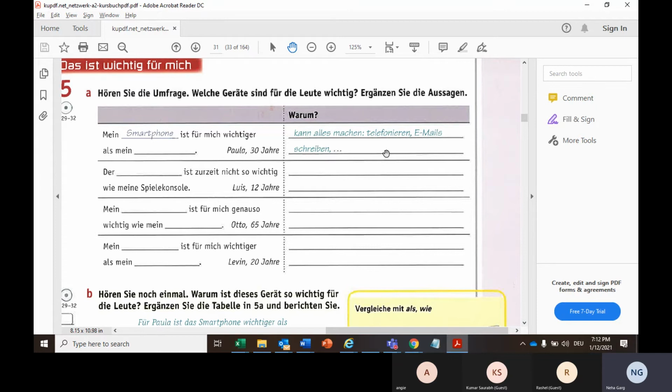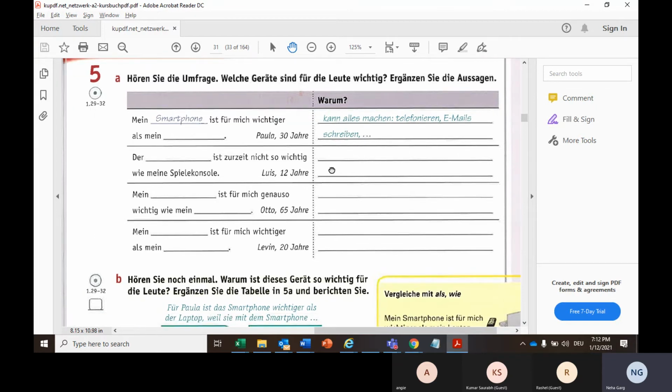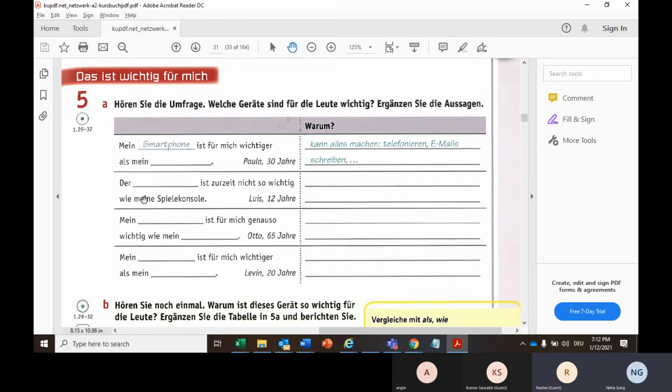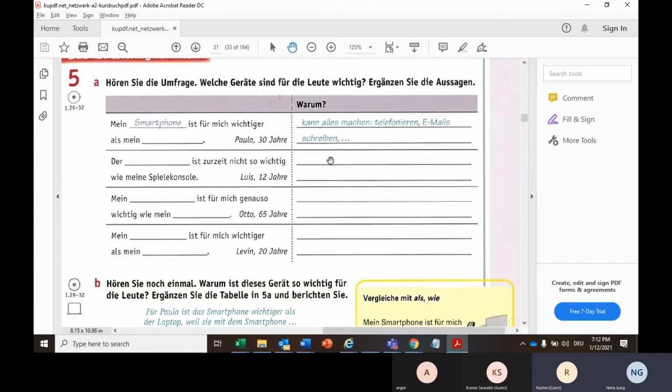Okay. Nummer zwei. Rachel, can you do that for us? Ihr Computer ist zurzeit nicht so wichtig wie meine Spielkonsole. Sehr schön. Let's discuss the meaning first. The meaning. Right. Zurzeit means currently or these days? The computer is not as important as Spielkonsole. Yes. So they're saying these days the computer is not as important for him as his Spielkonsole.